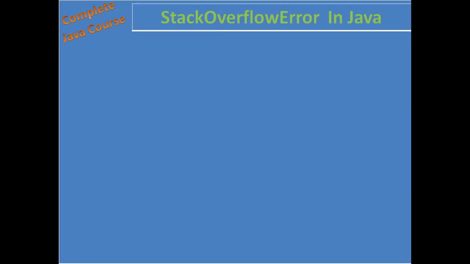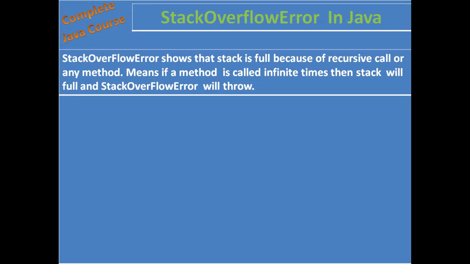Now the next error is StackOverflowError in Java. StackOverflowError shows that the stack is full because of a recursive call of a method. What is the stack memory? We have learned in the JVM architecture. If you don't know what the stack memory is, we have discussed it in detail in the JVM lecture. So if a method is called infinite times, then the stack will be full and StackOverflowError will be thrown.